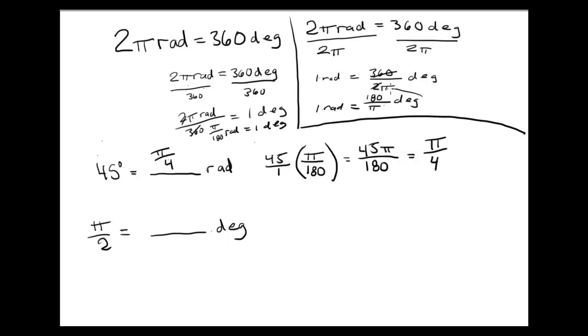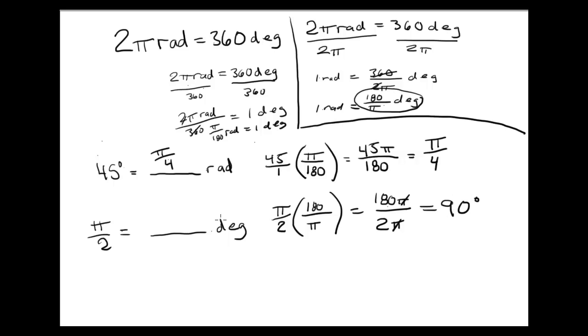We can go ahead and use this conversion factor we just found by isolating radians, because they are starting off with a measure in radians. Again, it's pi over 2. You're going to multiply it by the conversion factor. That's just going to leave us with 180 pi divided by 2 pi. Right off the bat, we see these 2 pi's cancel, leaving us with 180 divided by 2, which we know to be 90 degrees. 90 degrees.